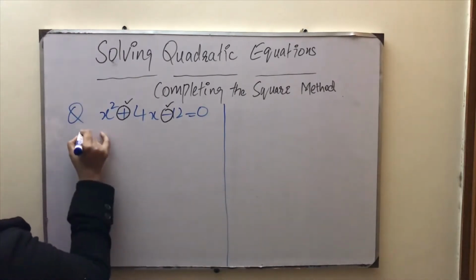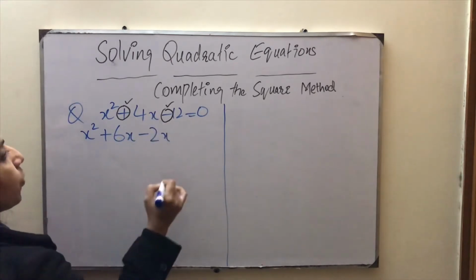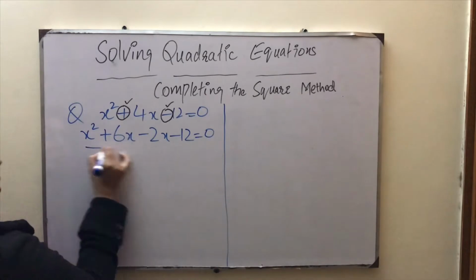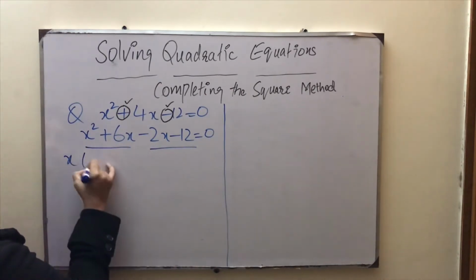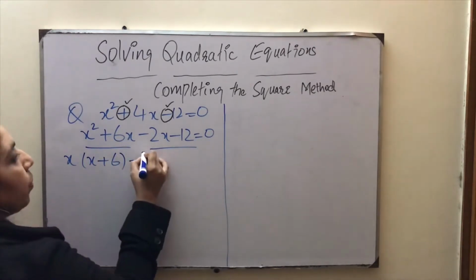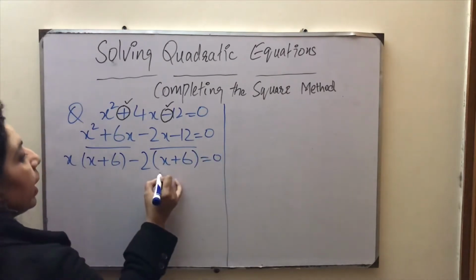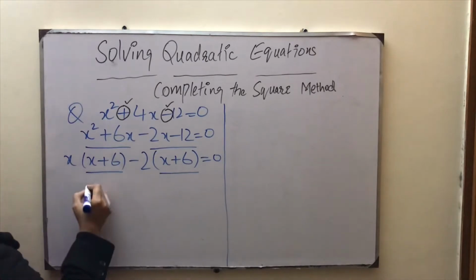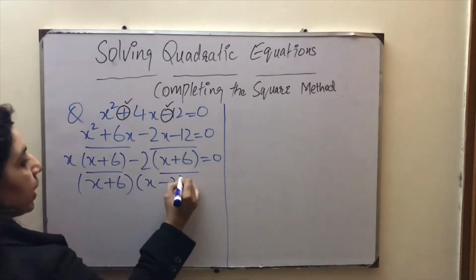Okay, if I write here x square plus 6x minus 2x, which gives us 4x, minus 12 equal to 0, and make their pairs, from the first pair I get x plus 6, and from the second pair if I take 2 common I will have x plus 6 equal to 0. If we have this bracket the same, it means we have made the correct factors. I shall take this bracket outside and the remaining numbers inside.